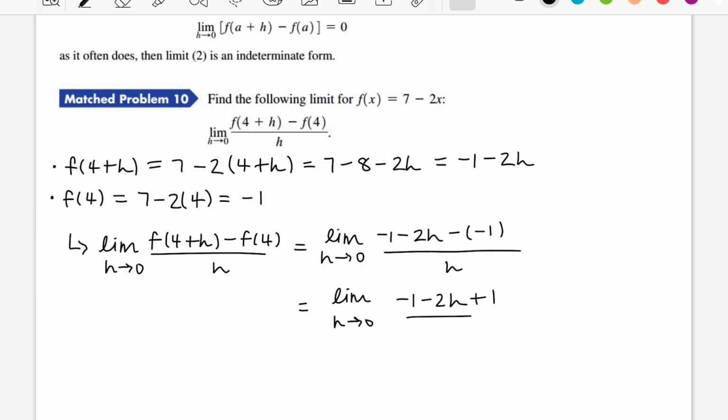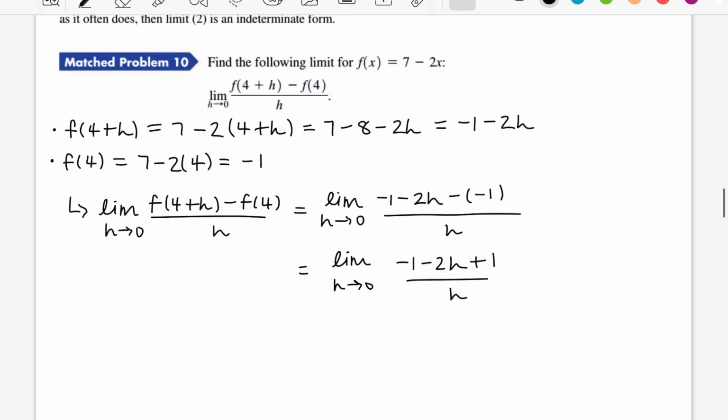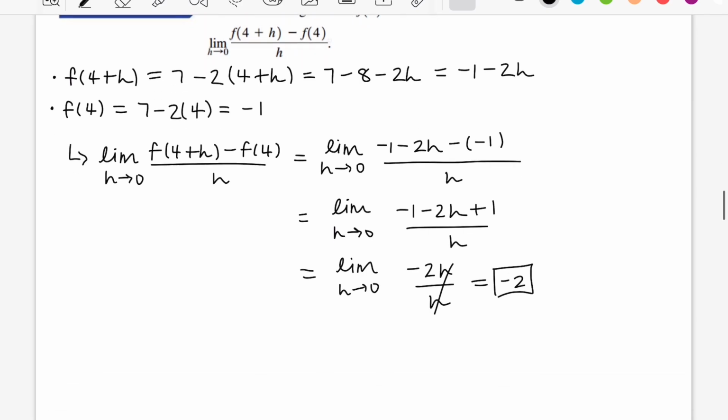We have positive 1 here. H is still on the bottom. Minus 2h over h. So our h's cancel. And we're left with negative 2 is our limit.